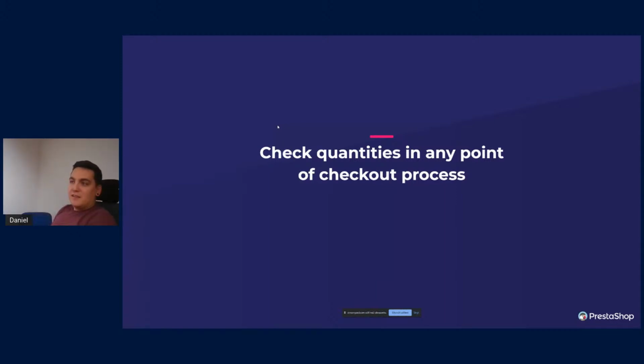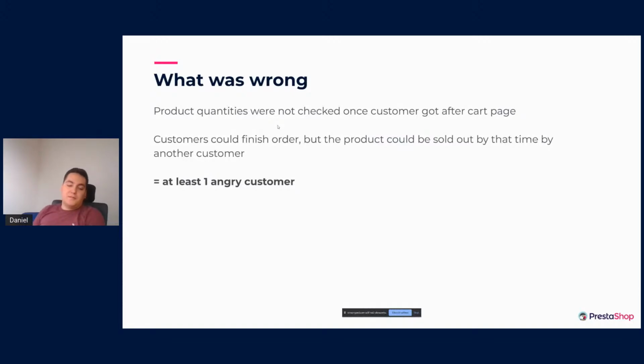my clients that sell only stuff that is in stock, so they have back orders disabled, were complaining that the customers were able to order, like imagine you had one piece of product in stock and you had back orders disabled, but two customers at the same time could get to the checkout and order it. So this led to at least one angry customer.